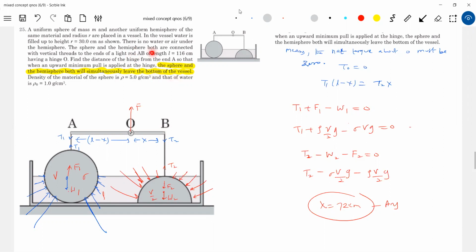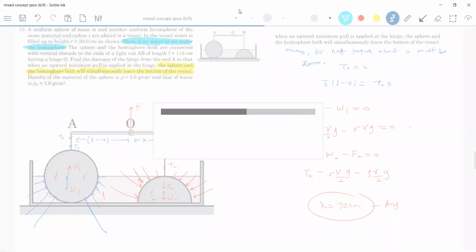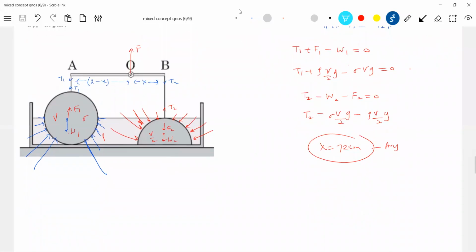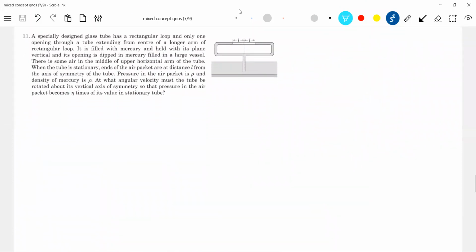I think he has explained very clearly. There's no water or air under the hemisphere. How many of you noticed this? It really matters a lot. Fine. If there's water, then the resultant force on the hemisphere should be upward, no doubt. Definitely, I can say it's a beautiful problem in fluids.